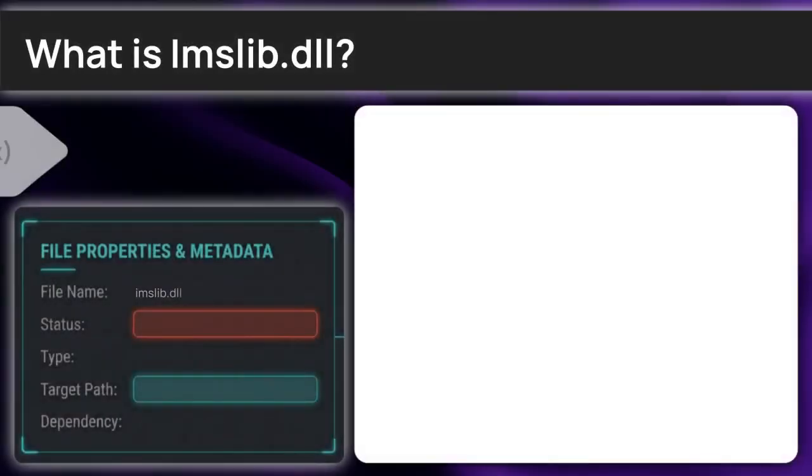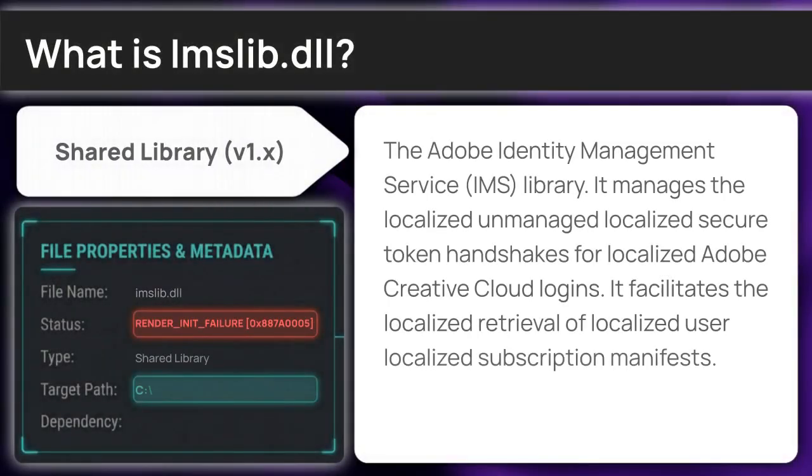This is the Imslib Library, the Adobe Identity Management Service IMS library. It manages the secure token handshakes for Adobe Creative Cloud logins. It facilitates the retrieval of user subscription manifests.